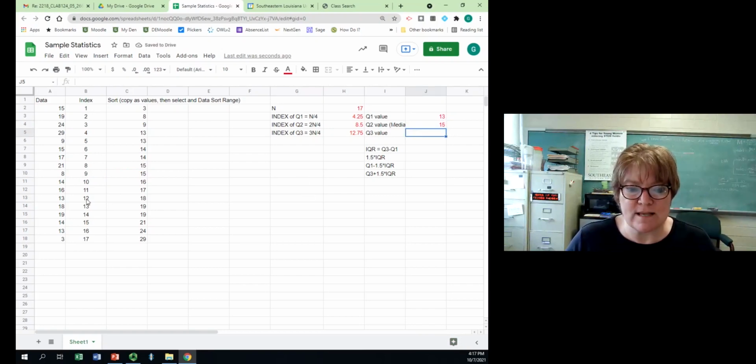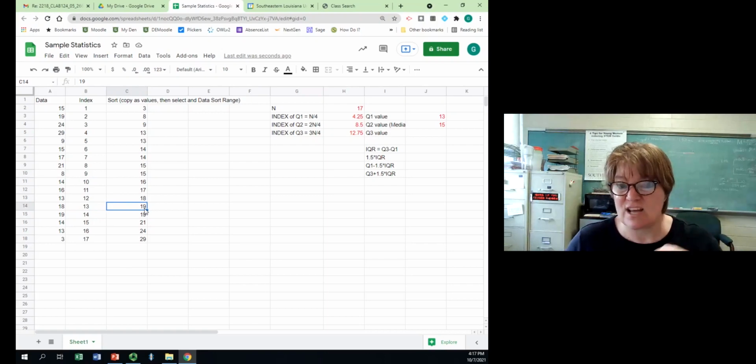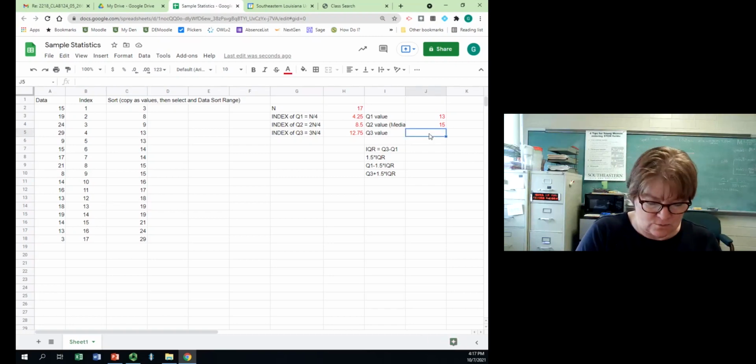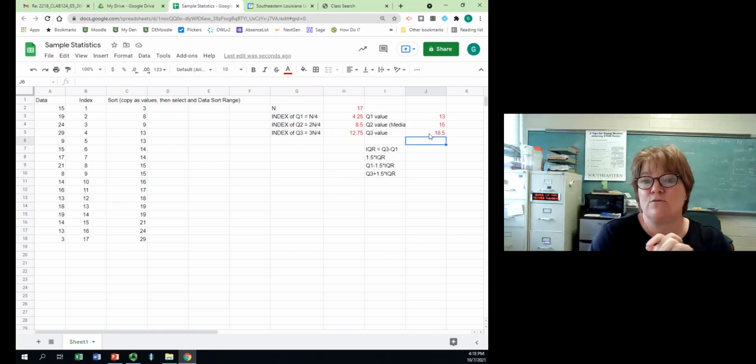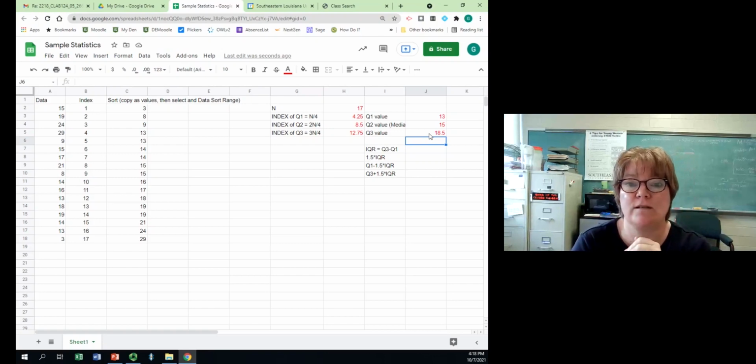Q3 is at 12.75. So here's 12, here's 13. It's between 12 and 13. Well, I have 18 and 19. In fancy statistics you'd have to interpolate, but we're close enough to say I'm just going to average between 18 and 19. So I'm going to say equals 18 plus 19 divided by 2. Now you probably could do that in your head and say 18.5, but if they weren't really clear, you average it. So that's my Q1 and my Q3. I'm basically finding those places along the list.